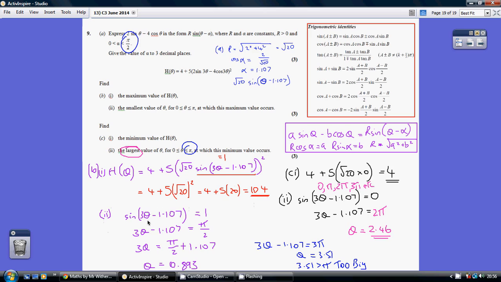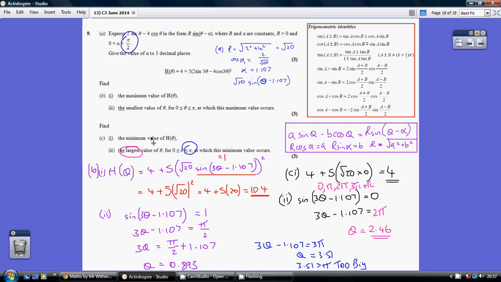Now for part 2, what is the smallest value of theta to gain this maximum? So think what we were just saying. We were saying that this has to equal 1. So we have sin(3 theta minus 1.107) equaling 1. Inverse sin both sides, we get 3 theta minus 1.107 equaling pi over 2. Add 1.107 and divide by 3, we get theta being 0.893 radians.